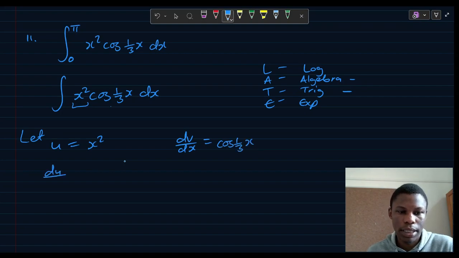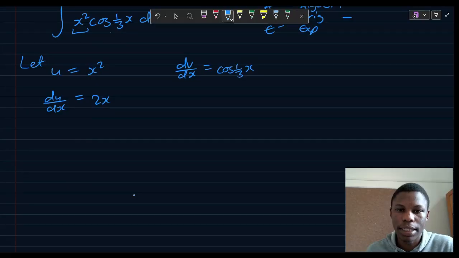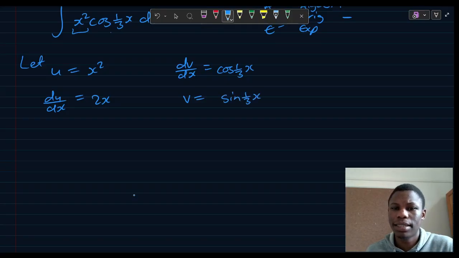So du dx here, if you differentiate your x squared, you get 2x. If you integrate dv, you get v. And here that's integrating cos, you're going to get sine of 1/3 x. And then differentiate the inner function, you get 1/3. So divide by that 1/3. Dividing by 1/3 is the same as multiplying by 3.